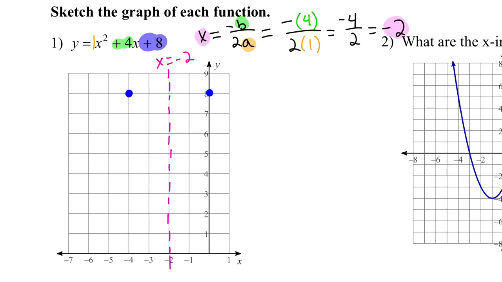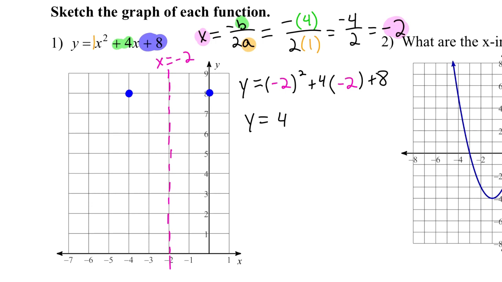Now the next thing that I can do is I can use the input, the x value for our axis of symmetry, and plug it into our equation. Y is equal to negative 2 squared. I'm going to find the y value here. This will tell us the vertex. Plus 4 times negative 2 plus 8. So we have y is equal to, well, negative 2 squared is 4.